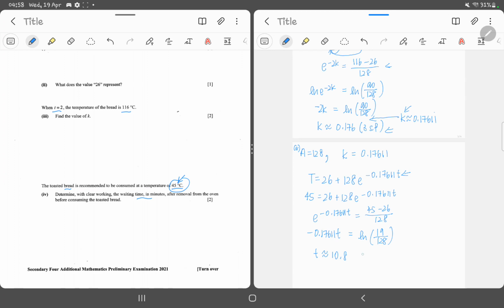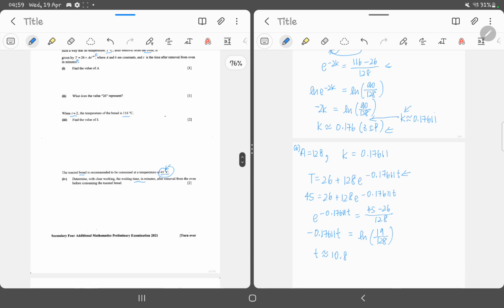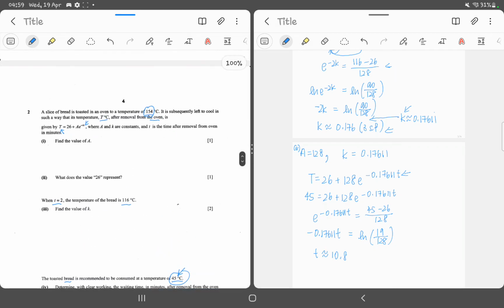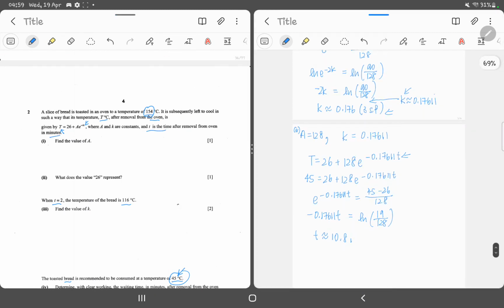minutes. Because the t here is in minutes, t will be approximately equal to 10.8 minutes, rounded off to 1 decimal place, which means that the waiting time is 10.8 minutes after removal from the oven.